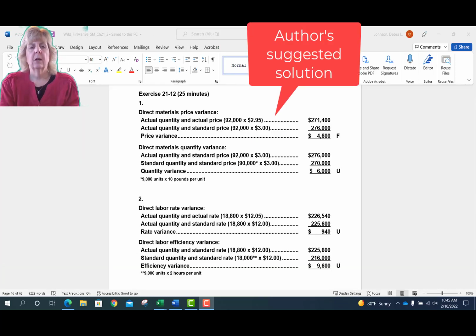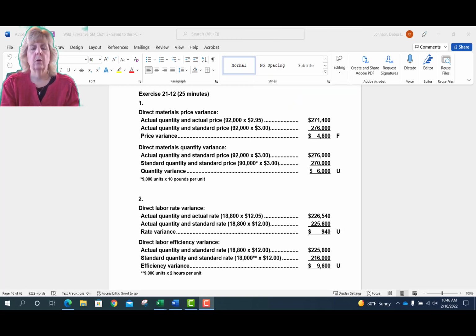As promised, here is the solutions manual with the author's version of the formulas worked out. Again, notice that all of our answers are the same. It's just a matter of how you choose to work out the problems.